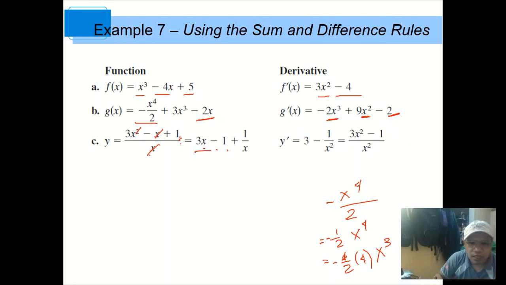So, derivative ng 3x is 3. Derivative ng 1 is 0. Derivative ng 1 over x is negative 1 over x squared. Kaya 3 minus 1 over x squared. Kaya ang derivative is 3 minus 1 over x squared. So, simplify lang. Kaya 3x squared minus 1 all over x squared.